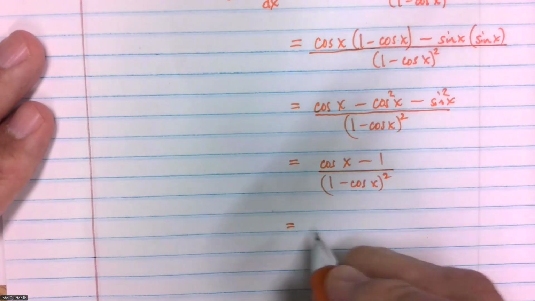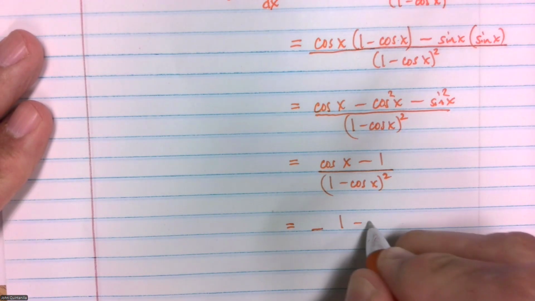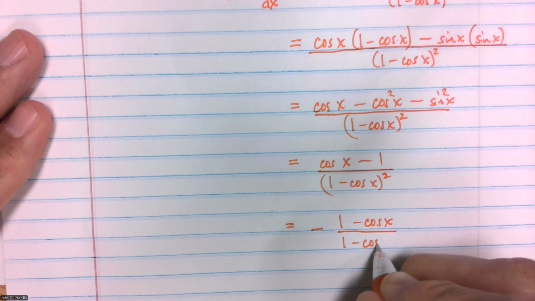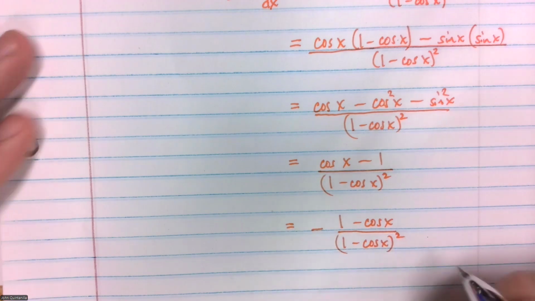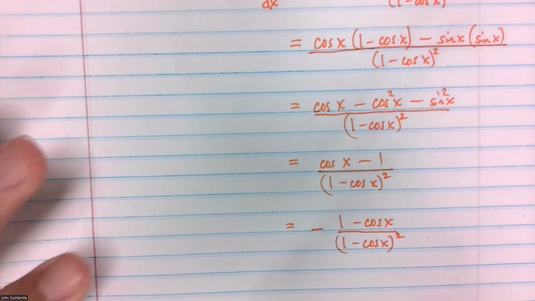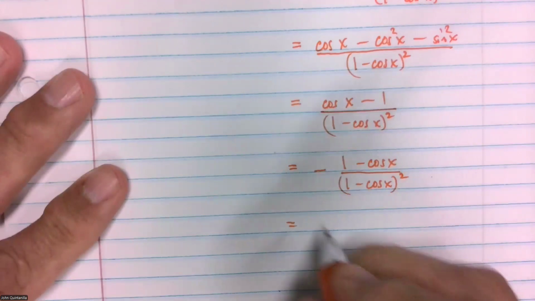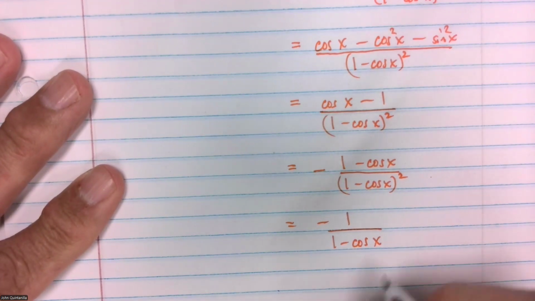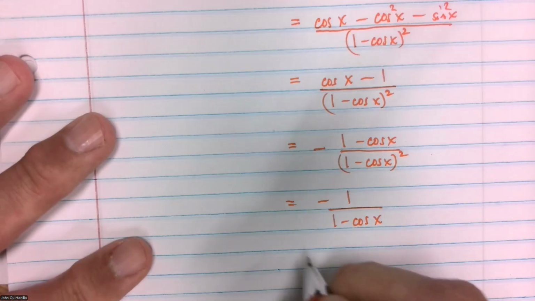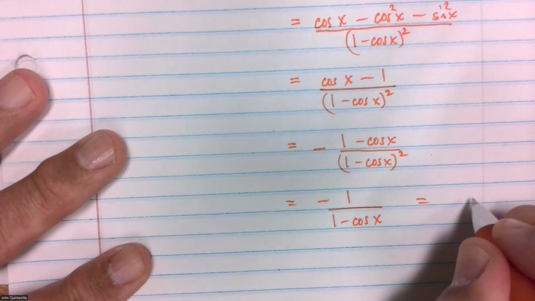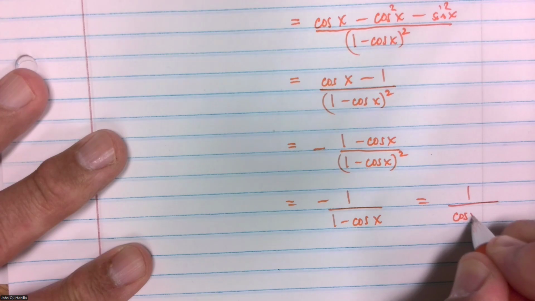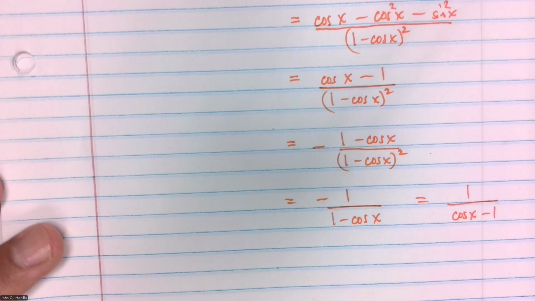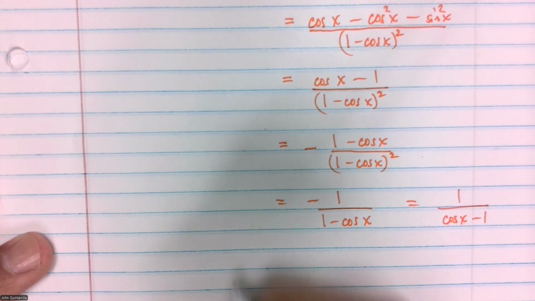If I factor a minus 1 on the top, I get negative 1 minus cosine of x over 1 minus cosine of x squared. And so this becomes negative 1 over 1 minus cosine of x. Alternatively, I could write this as 1 over cosine of x minus 1. Doesn't really matter if I multiply the minus into the denominator. Okay, so there is my derivative.